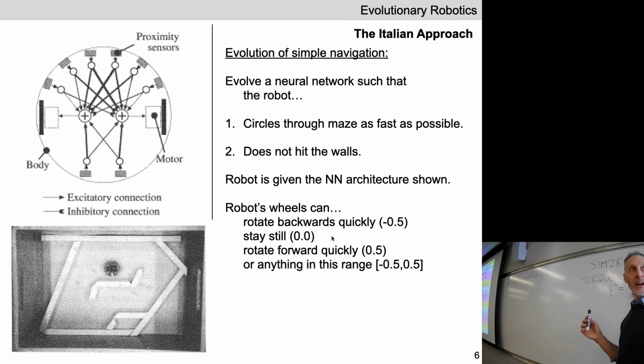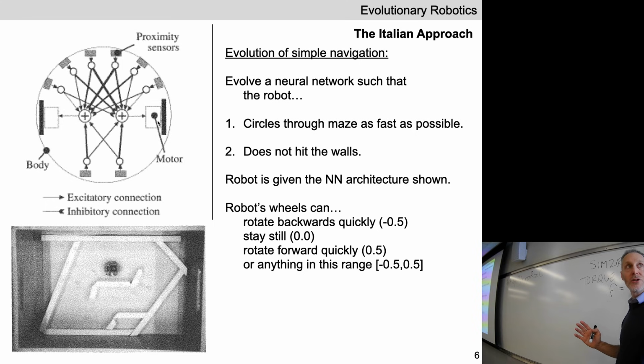A couple more details for you. The wheels can spin forward and spin backwards. So we've been talking about rotational joints and extension away and flexion towards. Now we're talking about rotational velocity. So negative rotational velocities mean spin the wheel back. Zero rotational velocity, hold the wheel still. Positive values represent forward rotation.